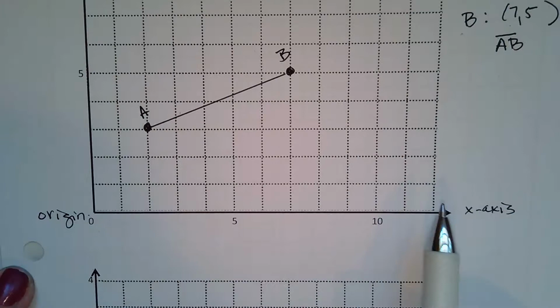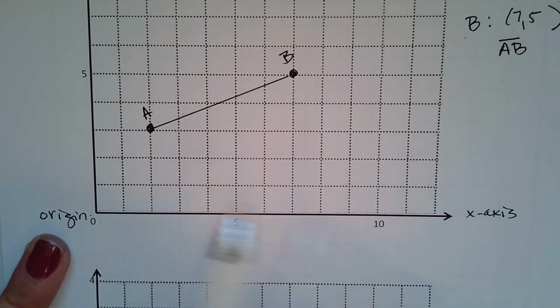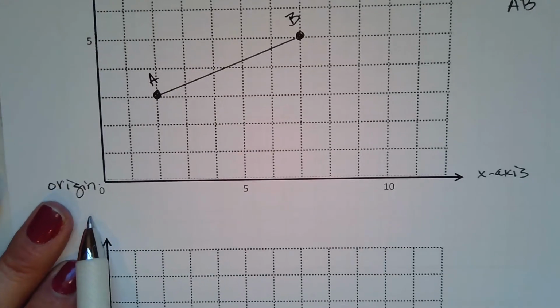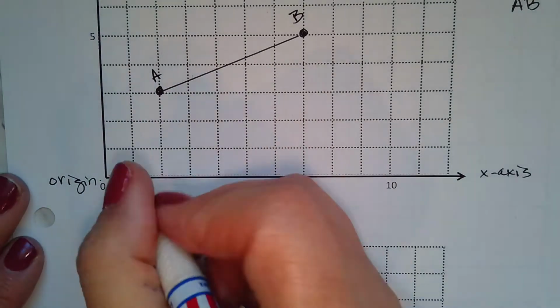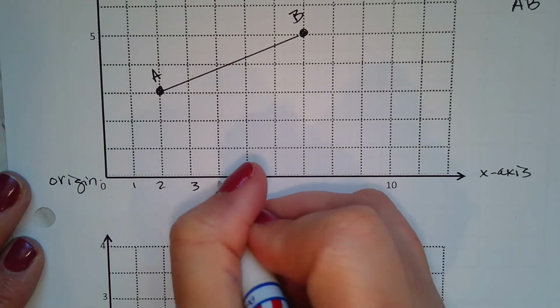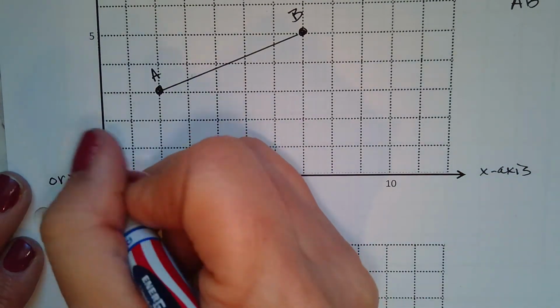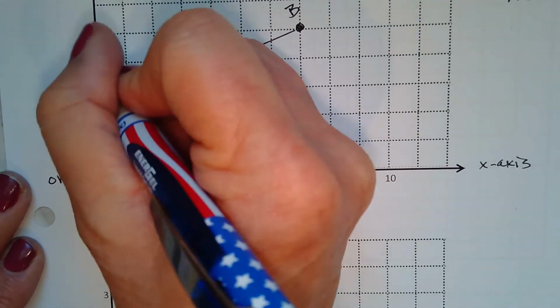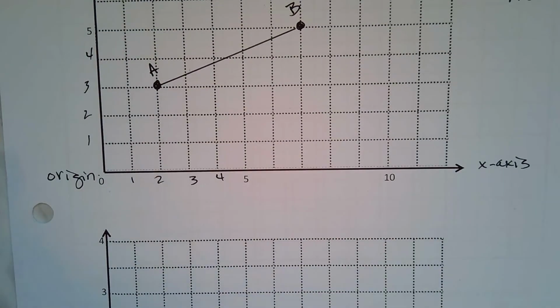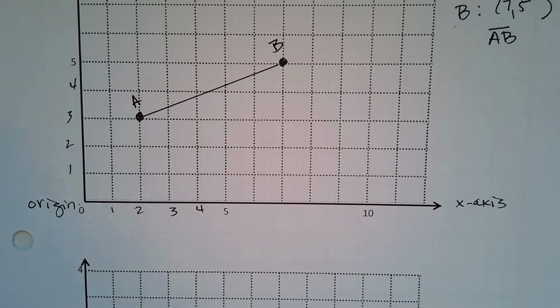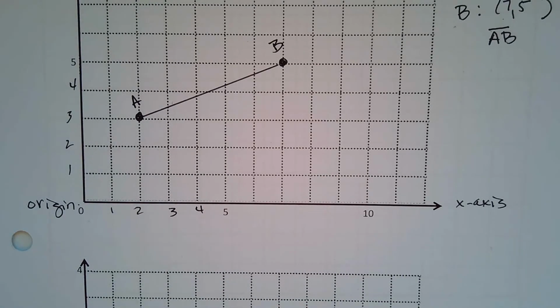And have you gotten used to labeling your x-axis, y-axis, and origin as just something you do? Did you figure out what intervals your coordinate plane was increasing by as well?